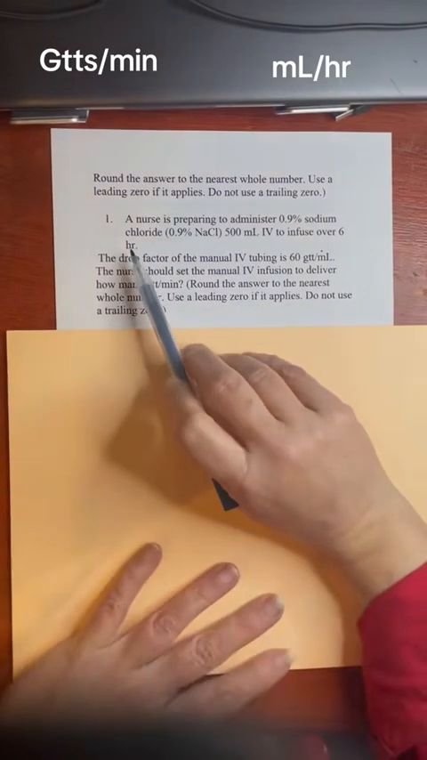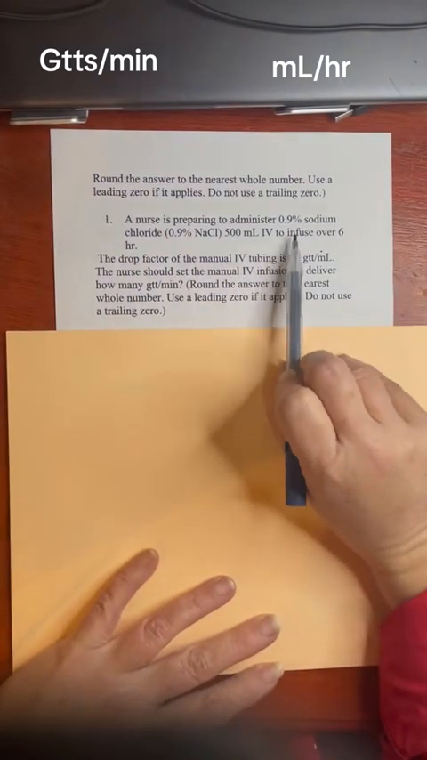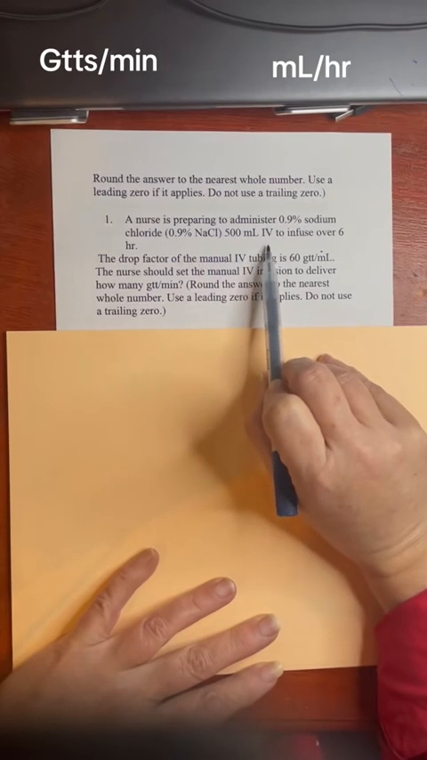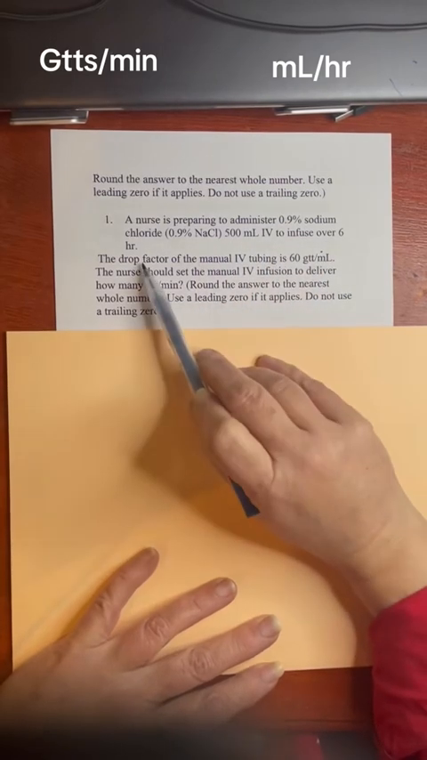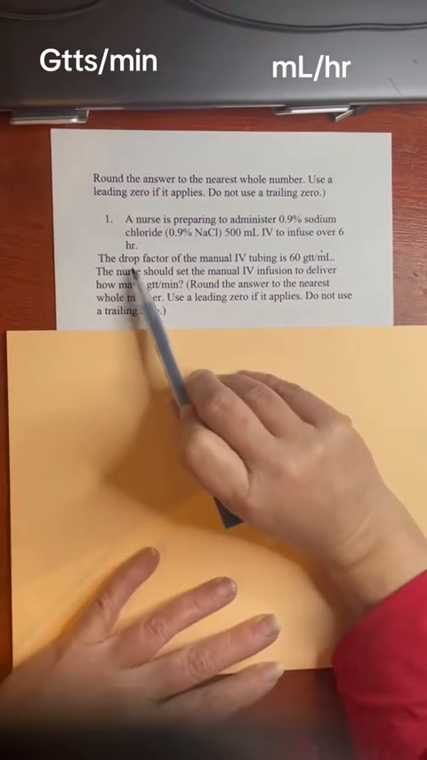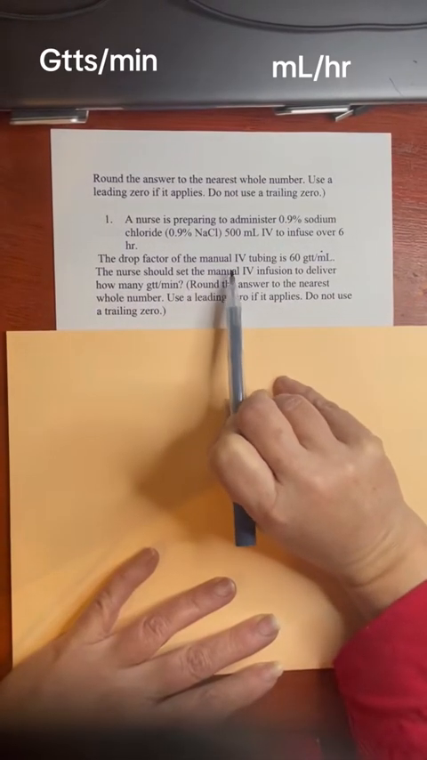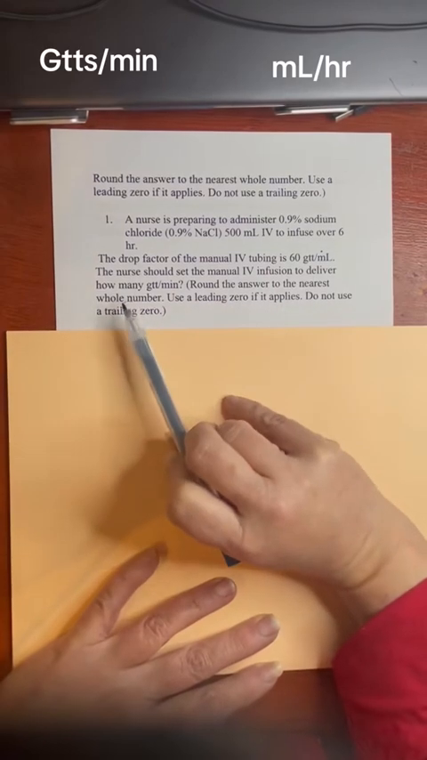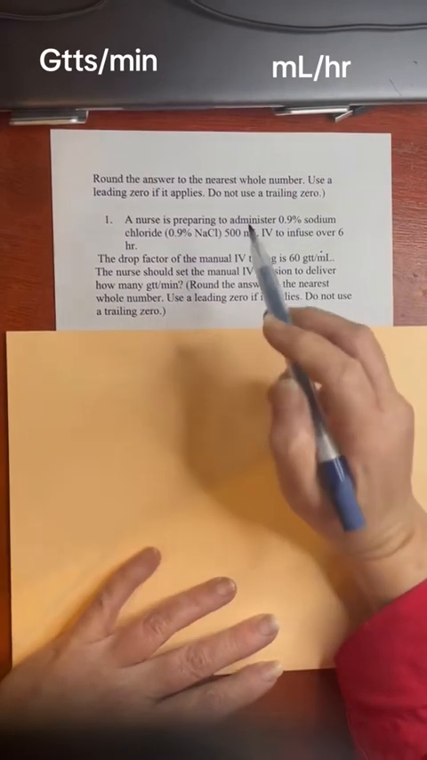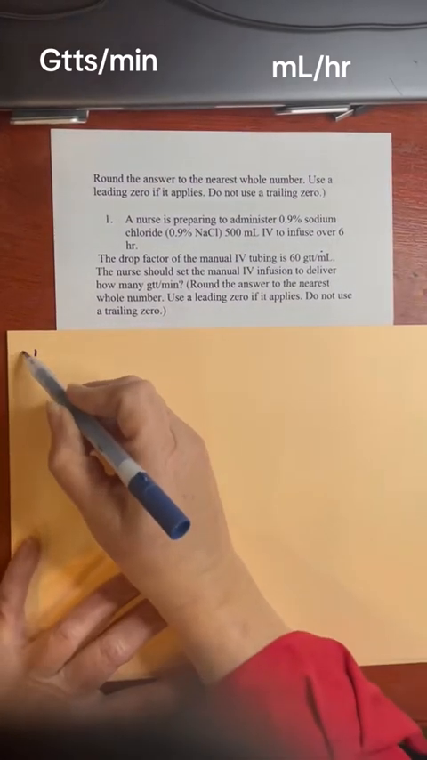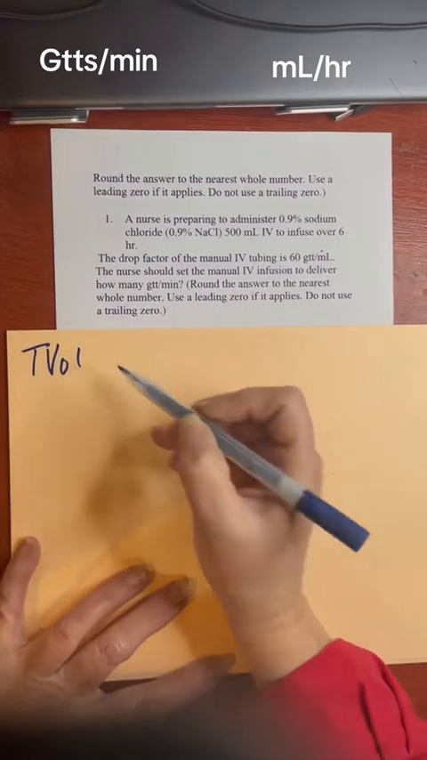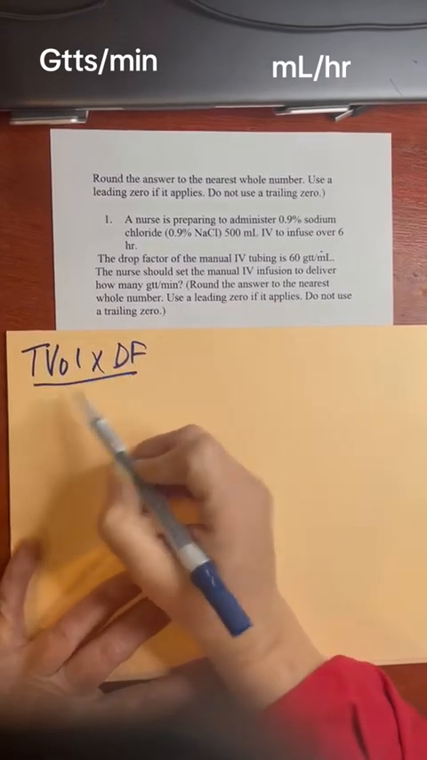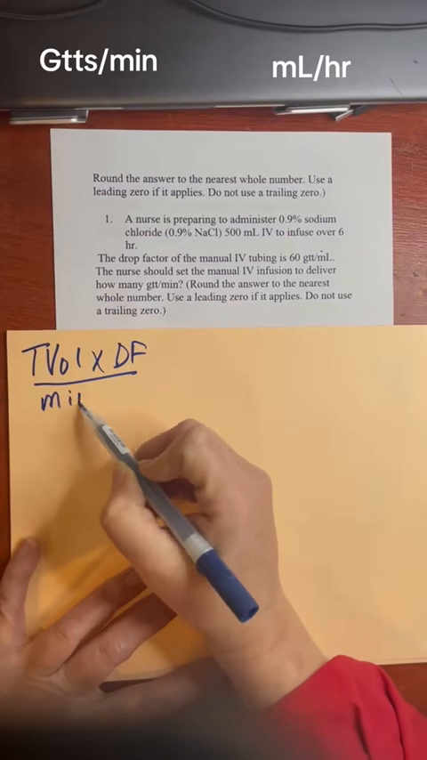So here we go. A nurse is preparing to administer normal saline, 500 milliliters, IV, and it's to infuse in 6 hours. The drop factor of the manual IV tubing is 60 drops per minute. So what are you going to set it at in drops per minute? So the formula for drops per minute is the total volume times the drop factor over the time in minutes.